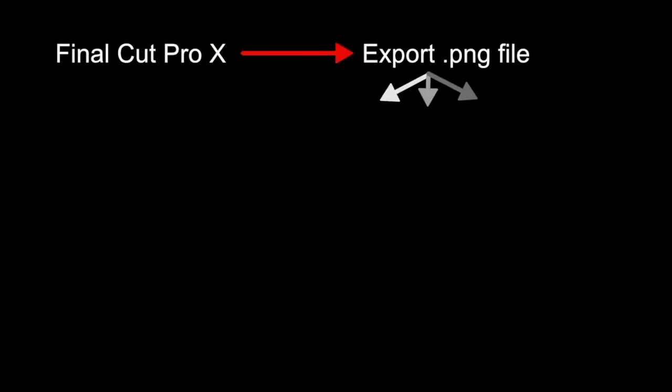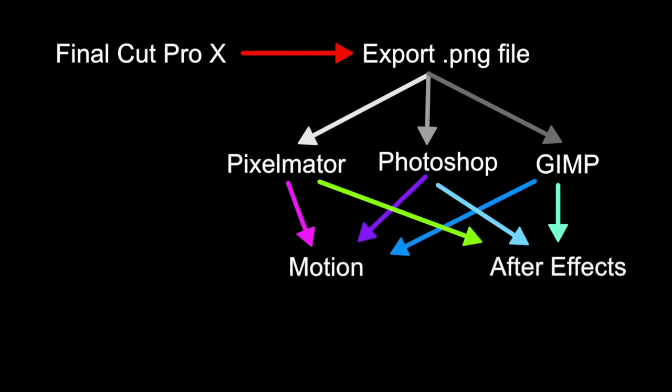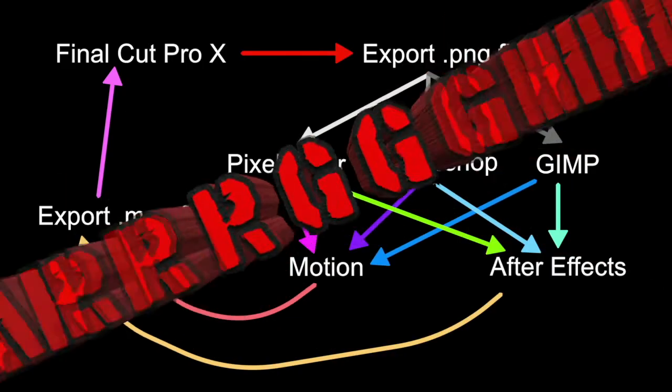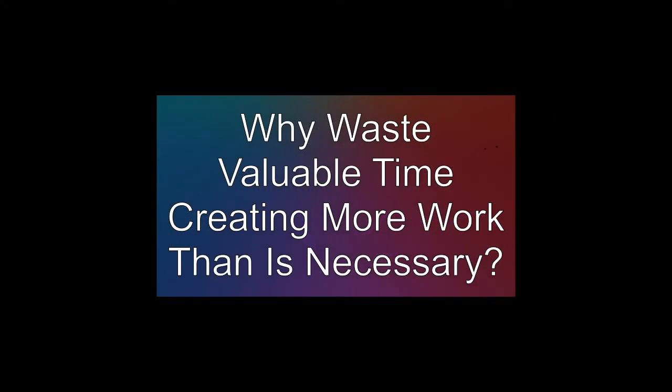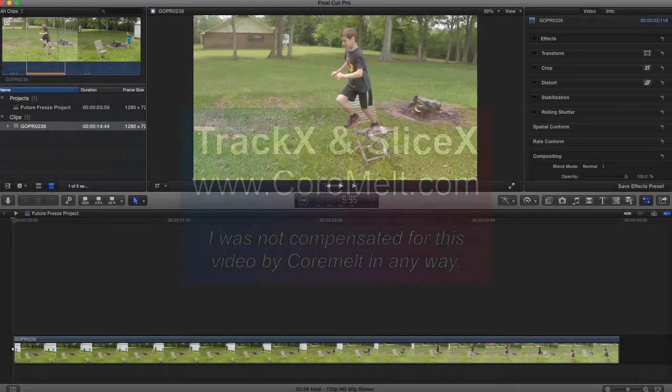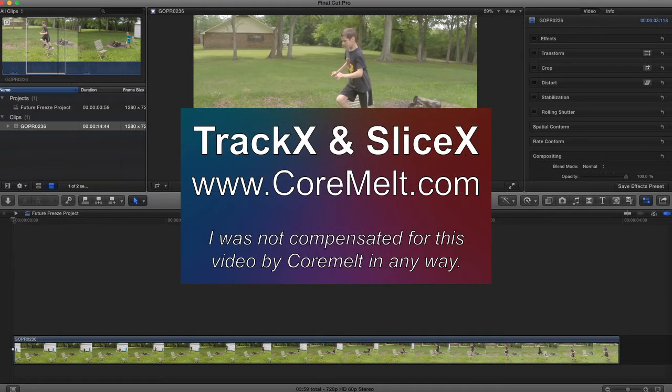Now, some people will say, oh, that's easy to do. I can export a movie, I can export a still, I can go into Pixelmator, Photoshop, whatever, Motion, After Effects to go back into it. It's just a lot of work. So what I'm going to do is show you how to do it all right inside of Final Cut Pro, real quick and real easy, using SliceX and TrackX from CoreMelt, two absolute must-have plugins.